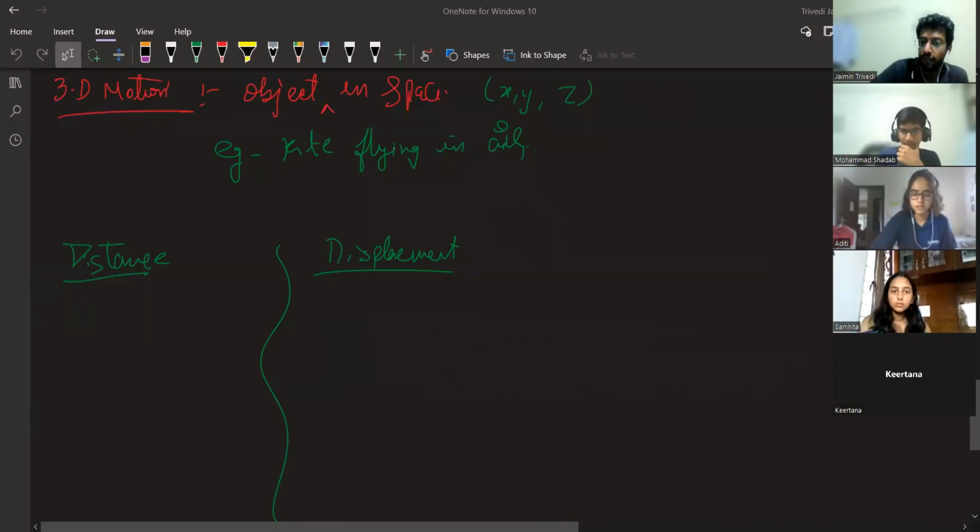And distance cannot be 0, but displacement can be 0. Distance is the actual path, and displacement is the shortest distance. And distance can be represented as speed into time, displacement as velocity into time. That's it.